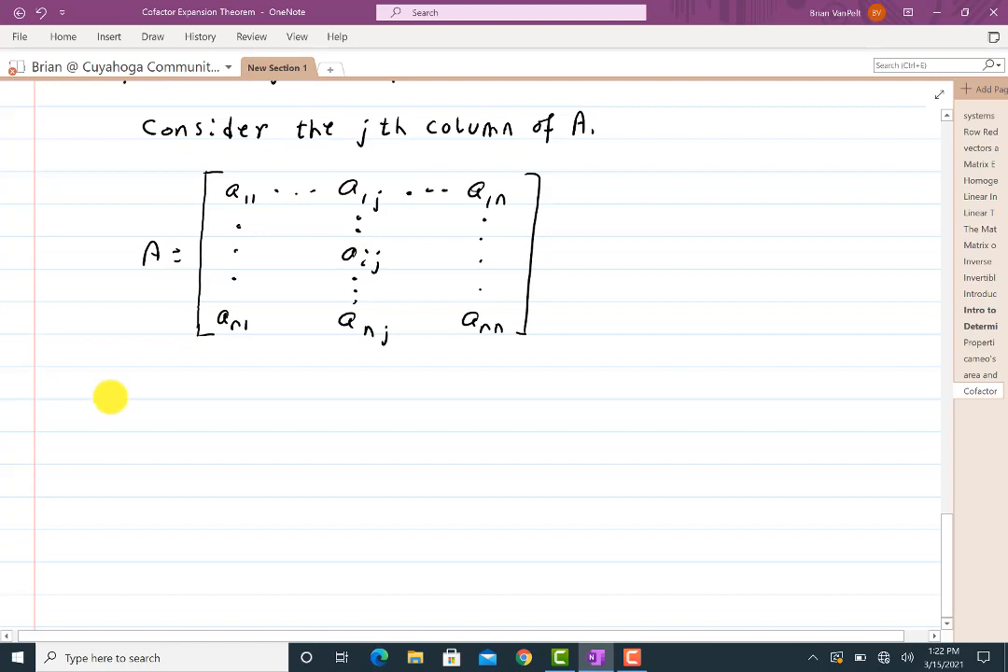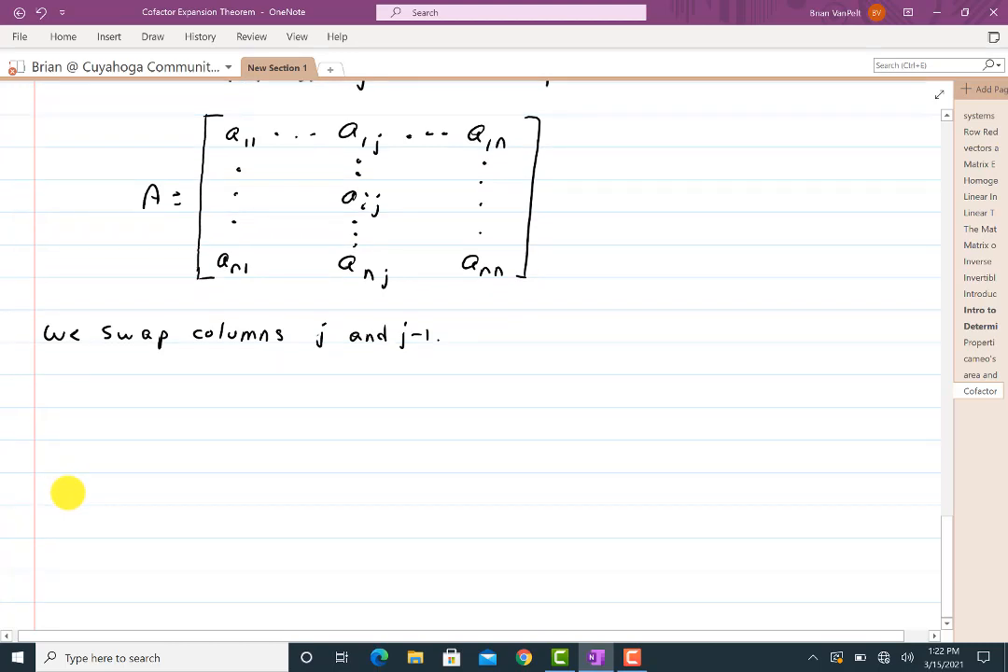Now what we're going to do is we swap columns j and j minus 1. That's what we do first. So we're going to get the negative of the determinant, but this is what it looks like. Let's call it A prime for the time being.